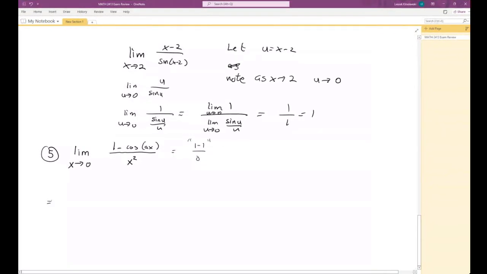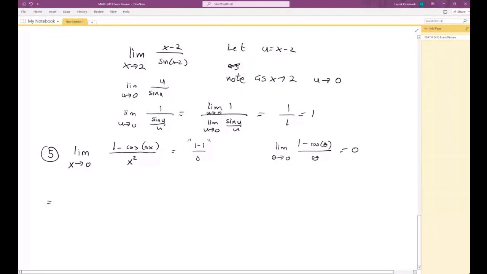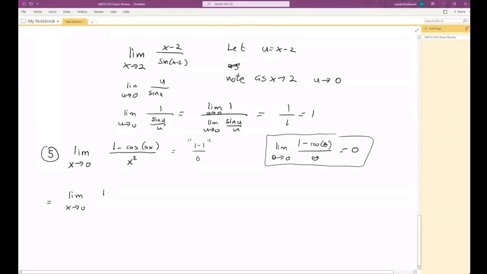So the other special trig limit is, of course, 1 minus cosine of theta over theta as theta goes to 0 is 0. So that's another special trig limit. All right, so I'm going to try to use that. I mean, we're almost there.